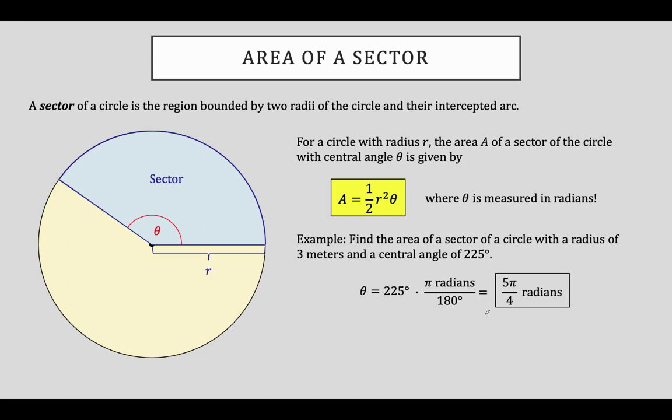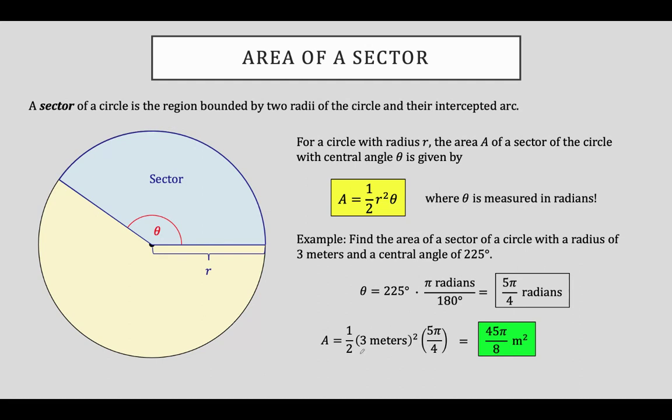So to calculate our area, all we have to do is now use our formula. Area is equal to 1/2 times 3 meters squared times 5 pi over 4. That is our angle measure in radians. Now notice that I included the units of our radius here because that will actually remind us of our units for our final answer. We're finding area. If we have meters and we square that, our unit for our final answer should be meters squared. So multiplying all of this together, again, this is going to give us 45 pi over 8 meters squared.